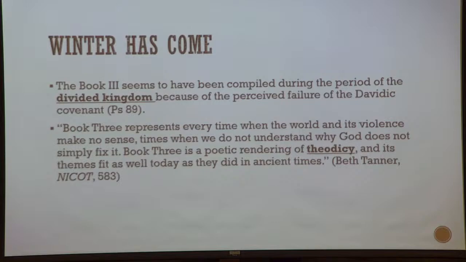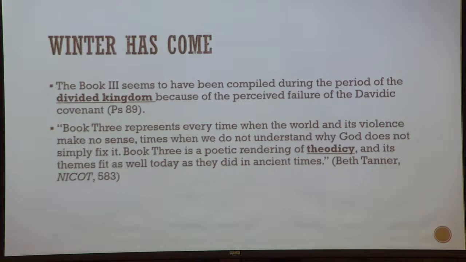So then, sometime during the divided period, remember the southern kingdom will fall in 586. So I think you have books 1 and 2 compiled, and then like 200 years later, you have book 3 compiled as an addendum, as a kind of continuation, because you see that explicit statement in 72:20 that the prayers of David are ended.